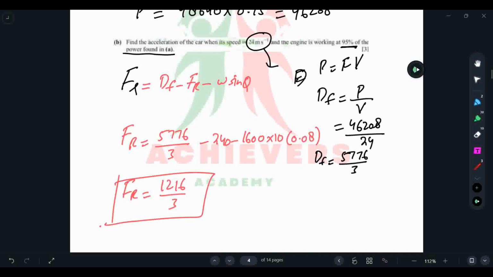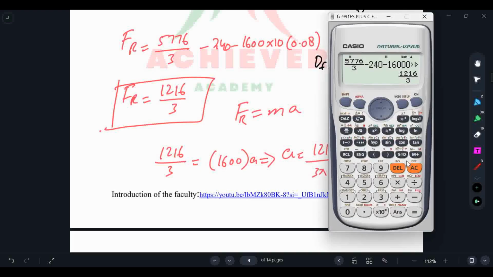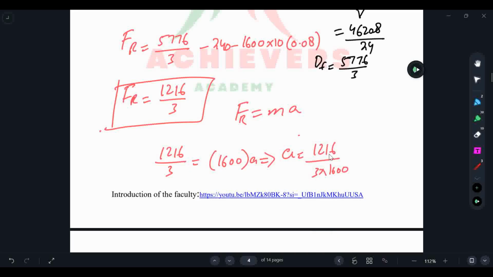Now we have to find the acceleration. We know that F is equal to ma, we know the mass. So 1216 by 3 is equal to m, which is 1600, into a. So a will be equal to 1216 by 3 into 1600. Now if we divide it by 1600, we will get the final answer, which is 0.253. So the acceleration for this case will be a = 0.253 meters per second squared.